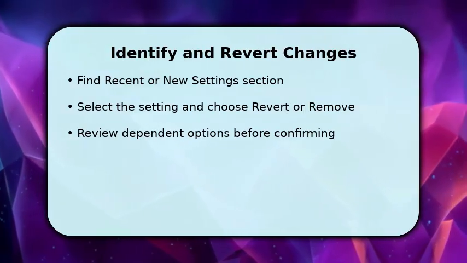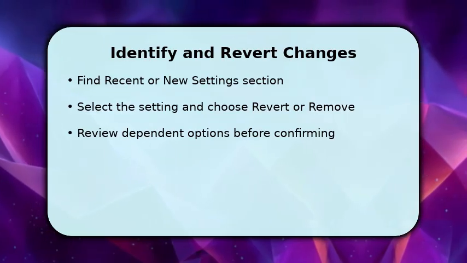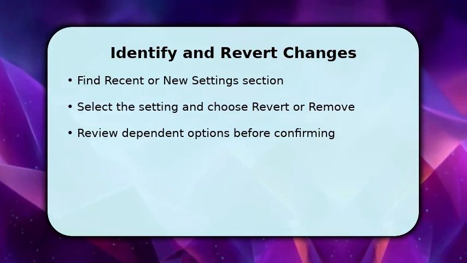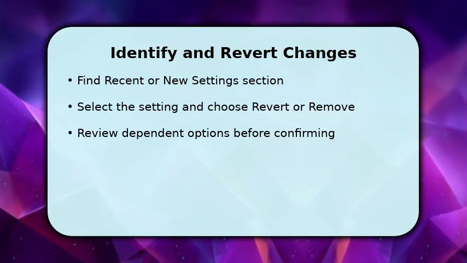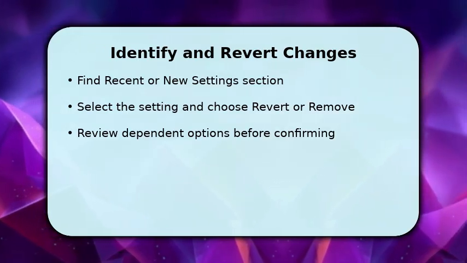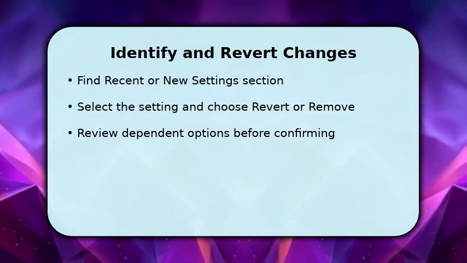Choose revert, remove, or disable depending on your OS prompts and read the confirmation text. Many systems warn about losing personalized data. If prompted, enter your PIN or password to authorize. After confirmation, wait for the system to apply changes. Do not interrupt restart process.